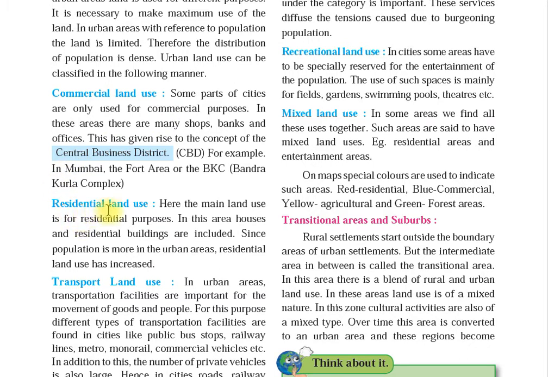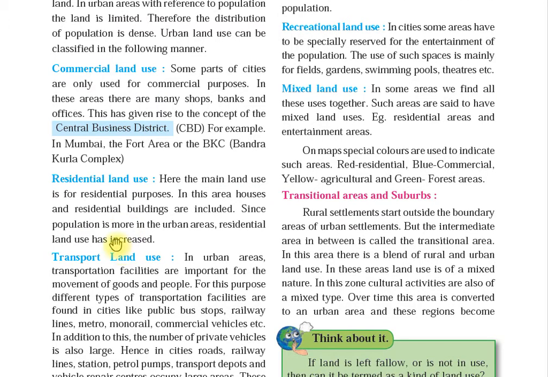Now, residential land use, as the name suggests, residence means what? The land where you're staying. It's called residential land use. Here the main land use is for residential purpose. It is used for staying. In this area, houses and residential buildings are included. So here you can see only buildings and houses are there. Since population is more in the urban areas, residential land use has increased. So today we are using much land for residential purpose.